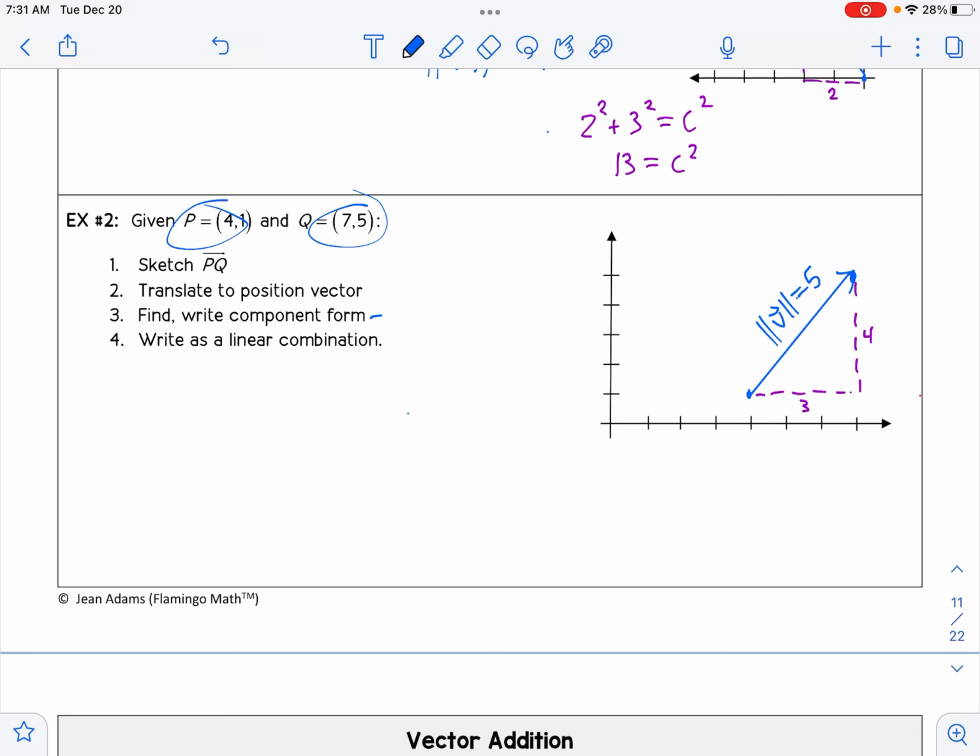So find the component form of the vector. We would say that's 4, 3. And find as a linear combination, that would be 4i plus 3j.